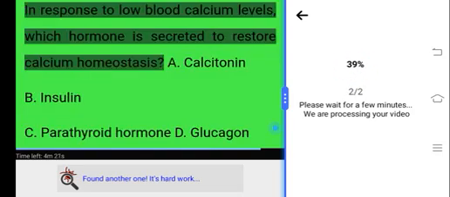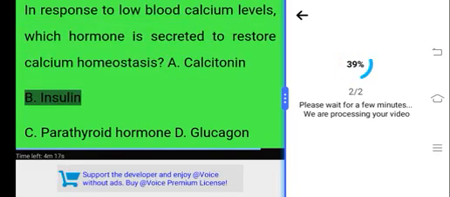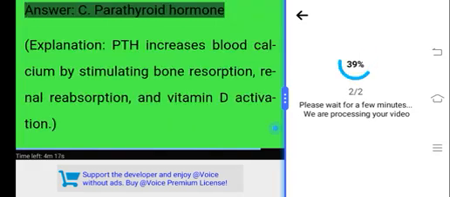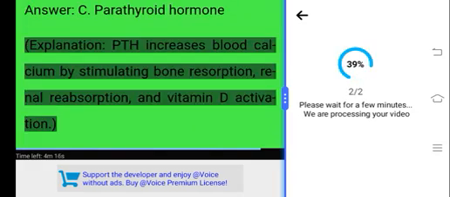Question. CSIR NET December 2014. In response to low blood calcium levels, which hormone is secreted to restore calcium homeostasis? A. Calcitonin. B. Insulin. C. Parathyroid hormone. D. Glucagon. Answer. C. Parathyroid hormone. Explanation. PTH increases blood calcium by stimulating bone resorption, renal reabsorption, and vitamin D activation.